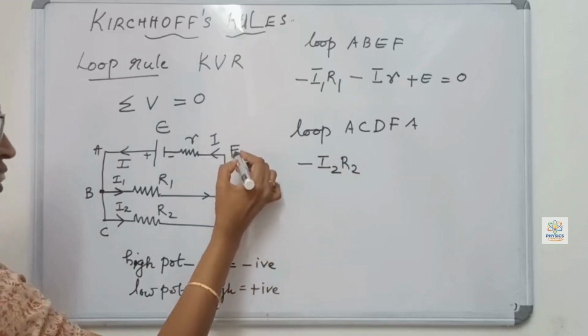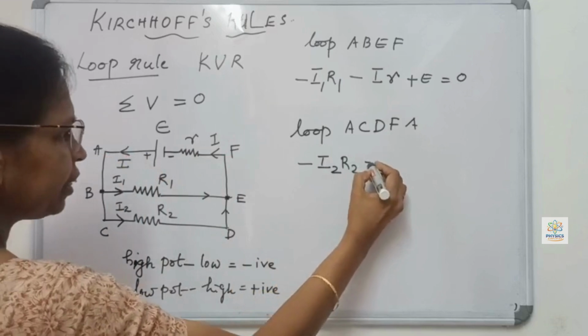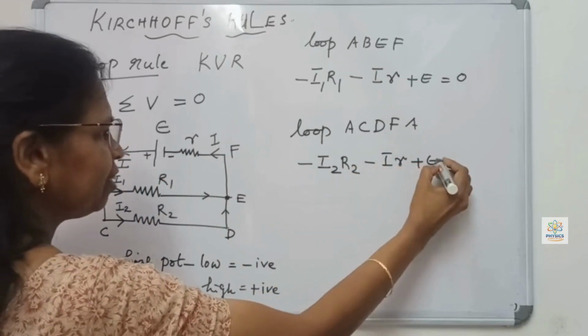From D to F no resistor. Then you can write, for the region F to A, minus I into r plus E, which is always equal to 0.